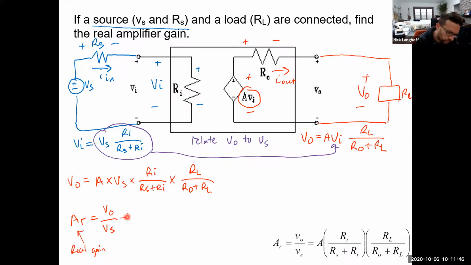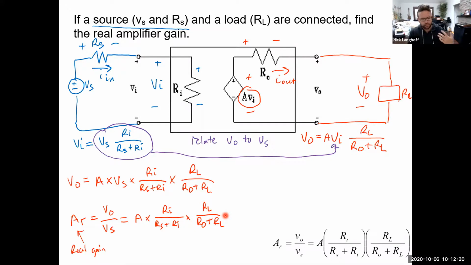Okay, so if we take the expression I wrote just above, and divide both sides by VS, what we get is that the real gain is equal to A times this term, RI over RS plus RI, times this term, RL over the output resistance plus the load resistance. Okay, that's the total expression.